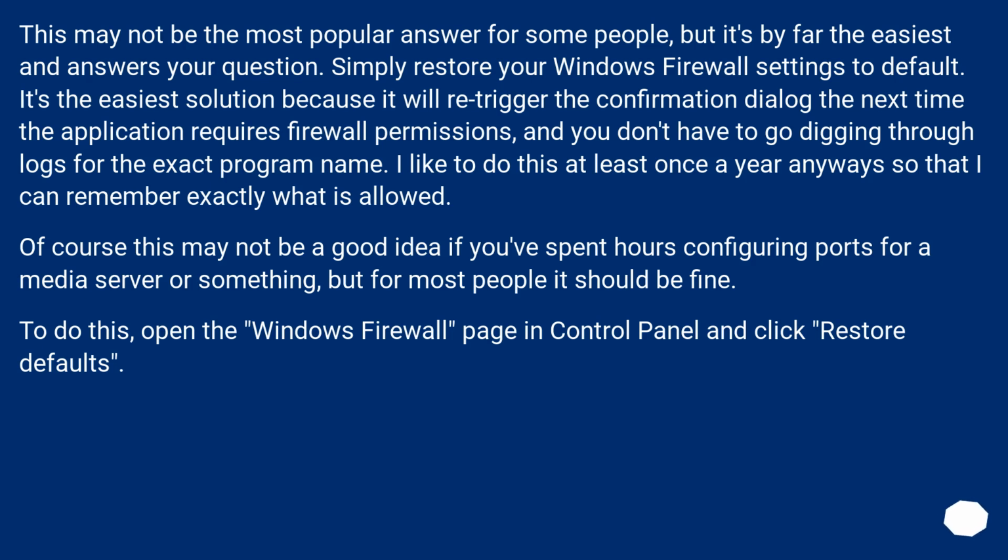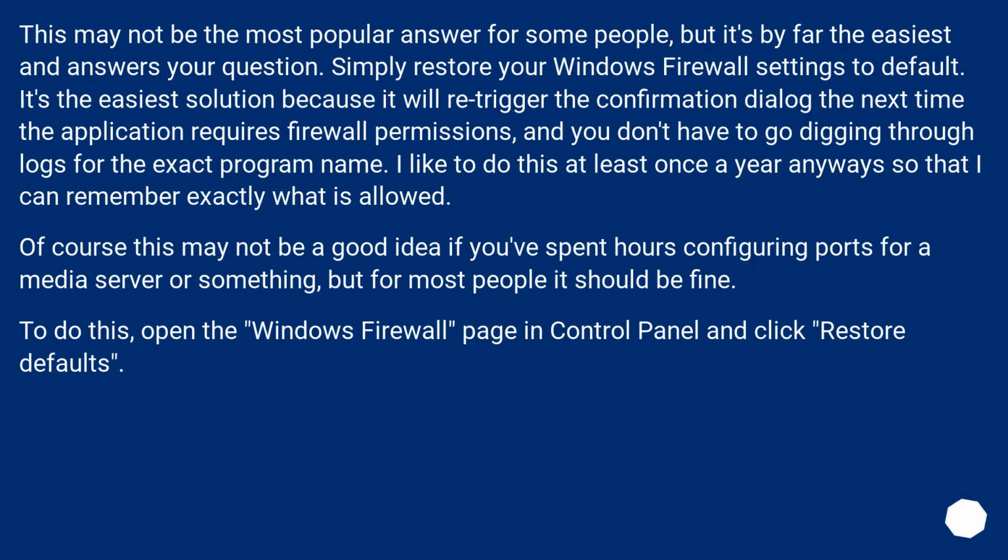This may not be the most popular answer for some people, but it's by far the easiest and answers your question. Simply restore your Windows Firewall settings to default. It's the easiest solution because it will re-trigger the confirmation dialog the next time the application requires firewall permissions, and you don't have to go digging through logs for the exact program name.